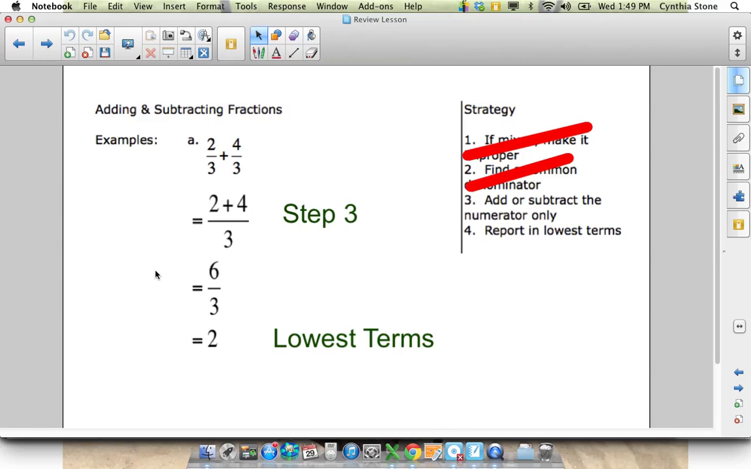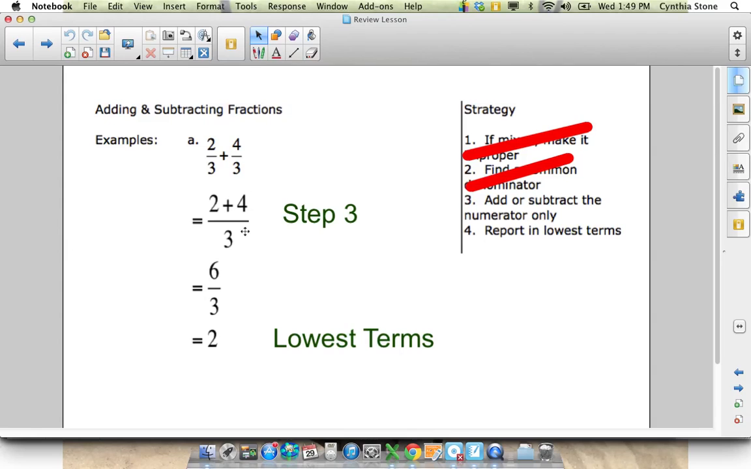Next skill, adding and subtracting fractions. I have 3 examples of add. Subtracting is really the same. It just means you're subtracting instead of adding. The strategy is the same, and you'll notice that I crossed out the first few steps in this particular example. The reason that I did is that it's not a mixed fraction, and there is a common denominator. We didn't need to do those two. So we jump right to step 3, right?